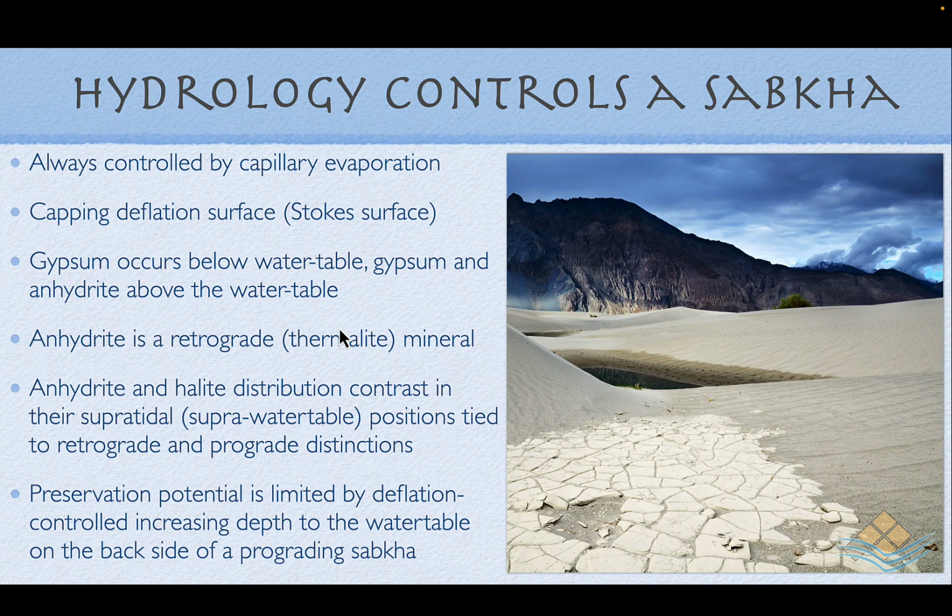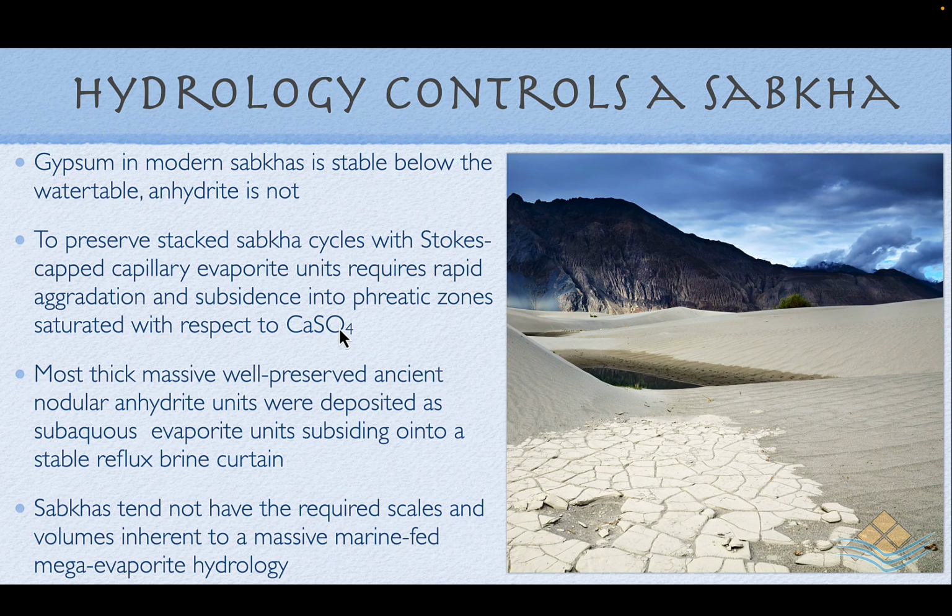The preservation potential of a UAE-style sabkha is limited by deflation-controlled depth to water table, which is cutting deeper down into the sabkha on the backside of our prograding sabkha. The other limitation here is that gypsum in a modern sabkha is stable below the water table, but anhydrite is not. So the anhydrite that we form in the capillary evaporites, if we bury it into that succession, is going to reconvert to gypsum, which is problematic in terms of nodular anhydrite indicating a sabkha succession.